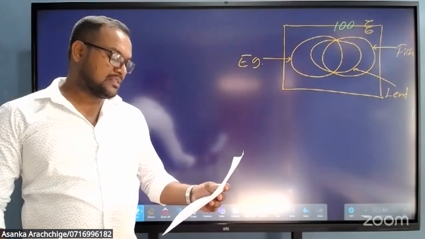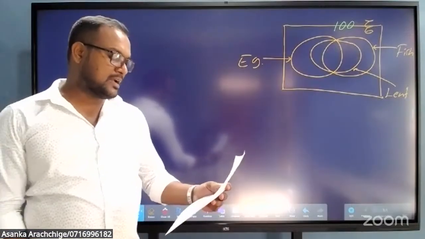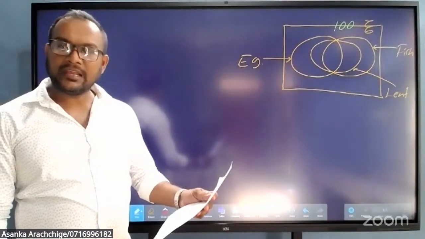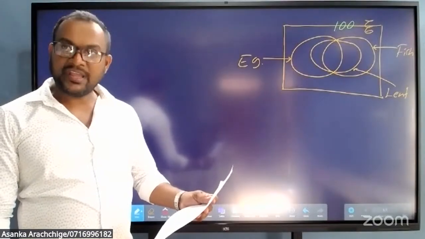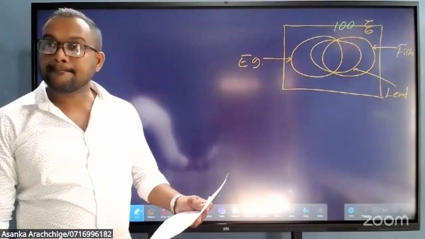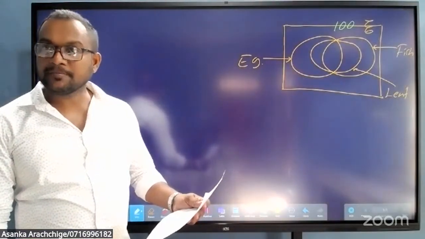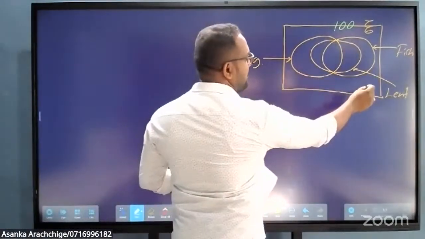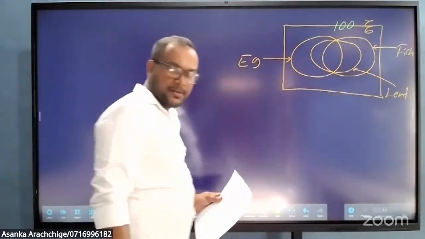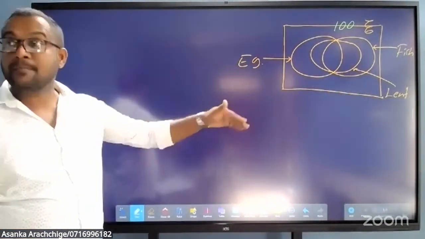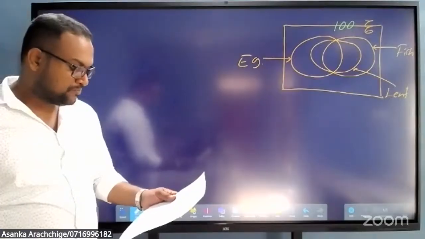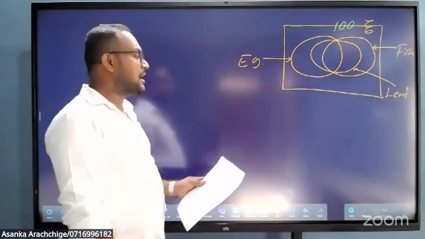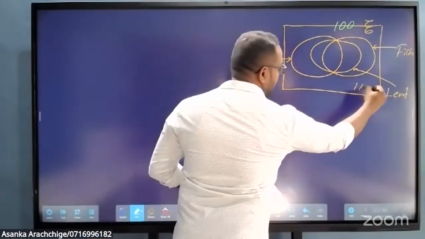40 people bought neither fish, nor eggs, nor lentils. Then where are they? Where must they be? They must be in the complement of the union of these three. That means 40 customers did not buy any of these items. They must be here, 40. Clear?